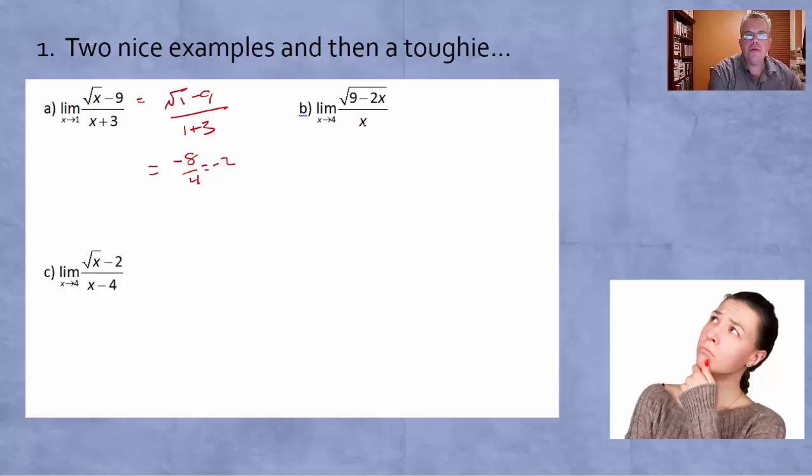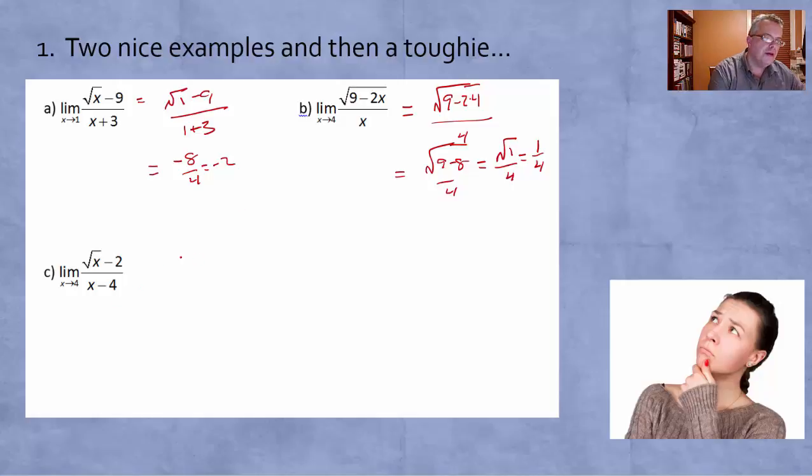Same thing here, as x approaches 4, the denominator is not approaching 0. This limit is going to be okay to evaluate. If we just substitute 4, we get square root of 9 minus 2 times 4, all over 4, which is the square root of 9 minus 8 over 4. All that's in the square root. That's the square root of 1 over 4, which is just 1/4. No problem. Again, we were in a nice area of the function, not in a part where the denominator was 0.